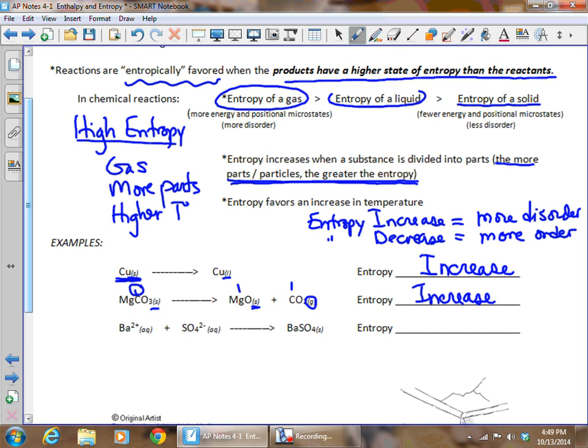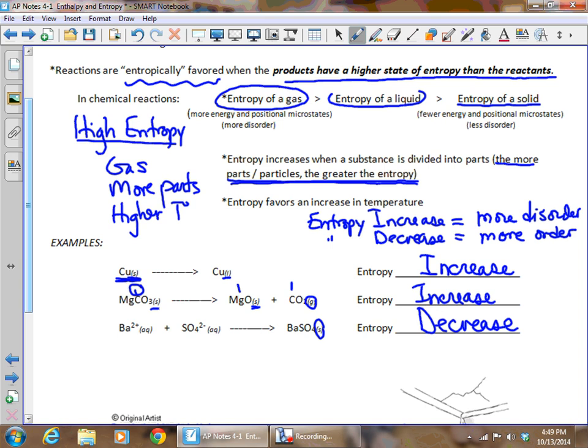Finally, on the last one, aqueous. When you have ions dissolved in an aqueous solution, that means that they're moving around, that they're flowing around with that water, and it's going to be much more disordered than having a solid precipitate of barium sulfate. So since we have more disorder on the left, it looks like we're decreasing in entropy, decreasing in our state of disorder.